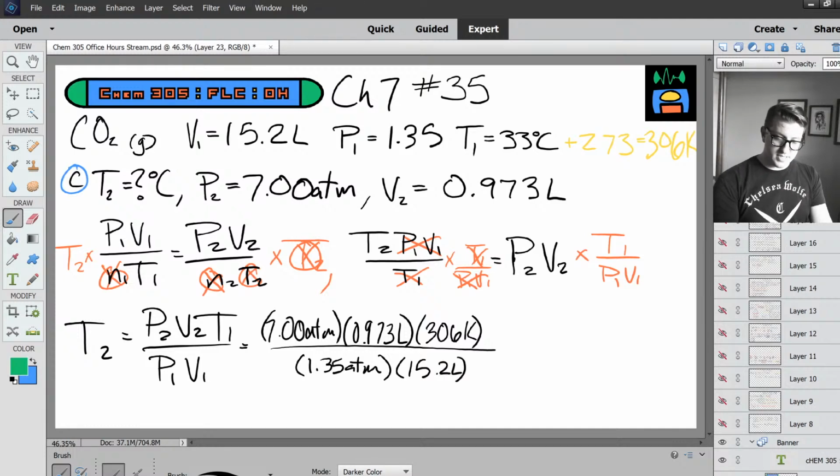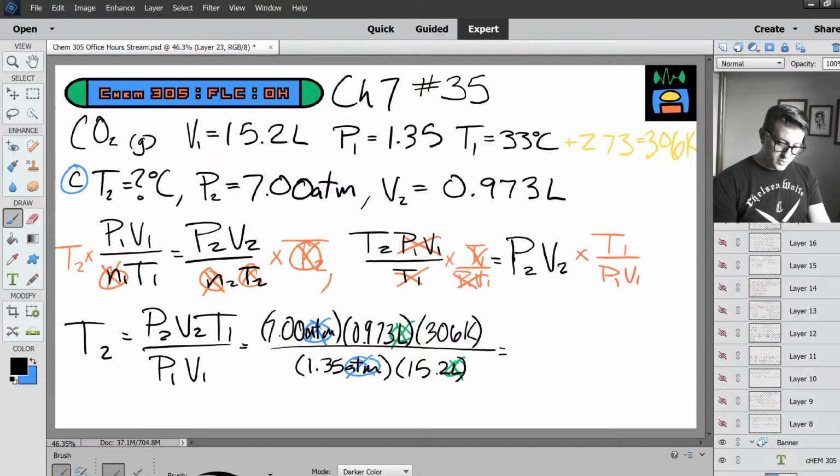One of the things you'll notice, liters cancel, atmospheres cancel. We're left with Kelvin units, which is good because we're solving for a temperature. All right, so let's see. So we've got 7 times 0.973 times 306 divided by 1.35 divided by 15.2.